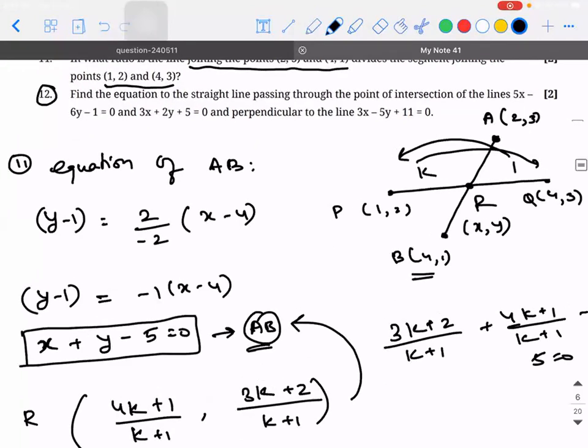Can you do the 12th one? Find the equation of the straight line passing through the point of intersection of the lines and perpendicular to the other line.